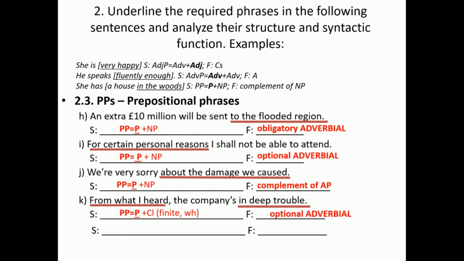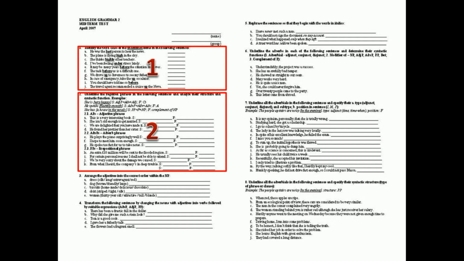Whereas in deep trouble, is P plus NP, so a typical prepositional phrase, but its function is really interesting. This function is not an adverbial because deep trouble is not a physical place. This is a subject complement. So, by the way, if you have to analyze what the verb is, it's 's, the company's. That 's is actually the subject complement. And with that, we finished the second exercise, which is one of the longest exercises.